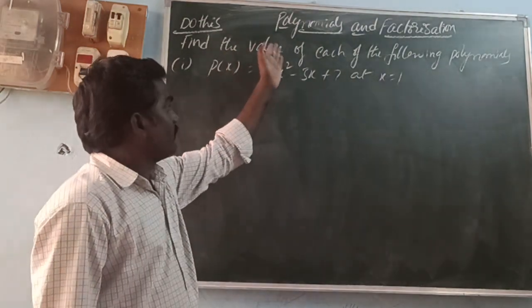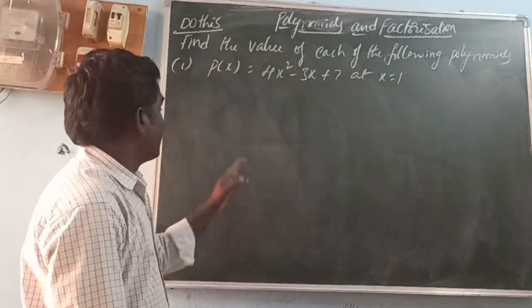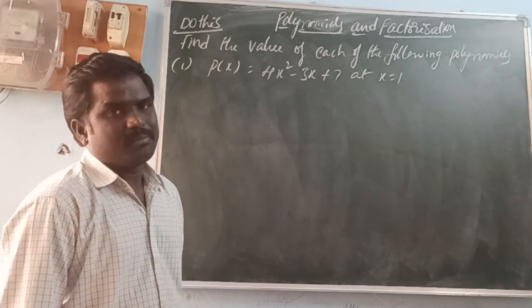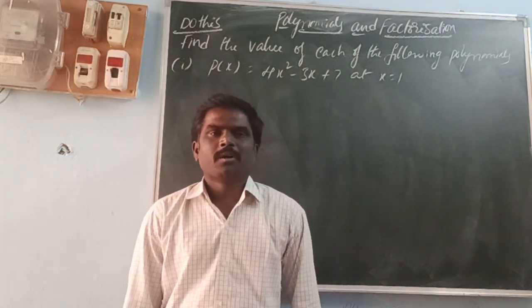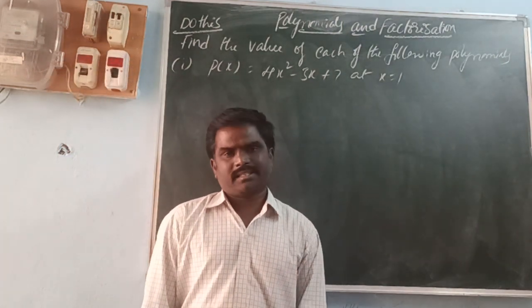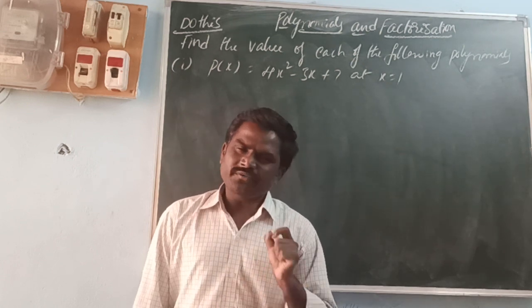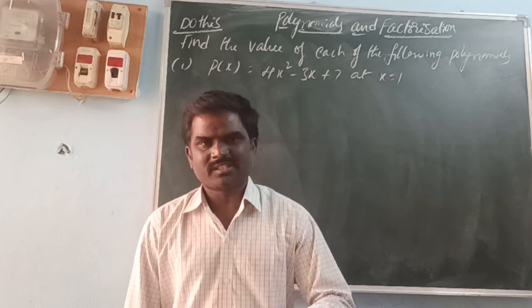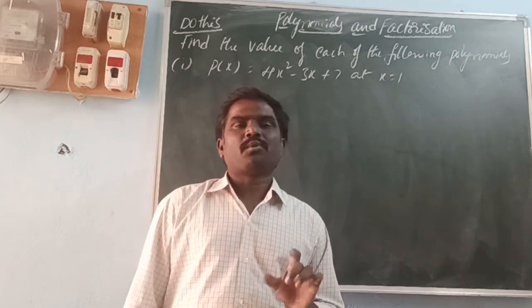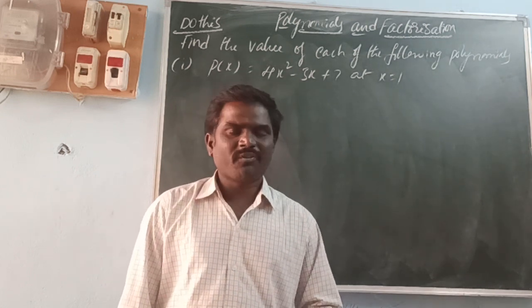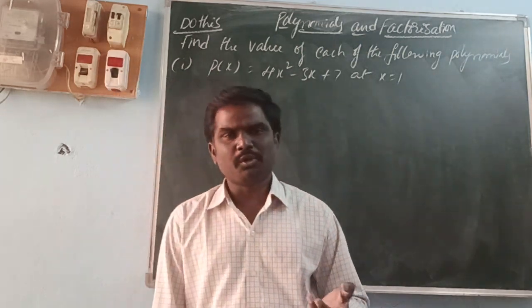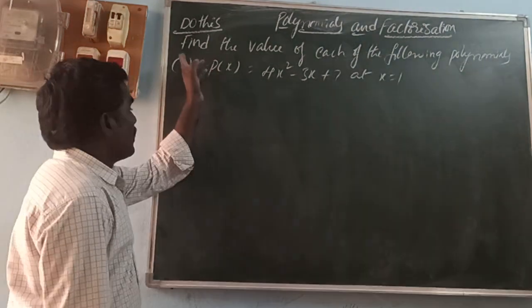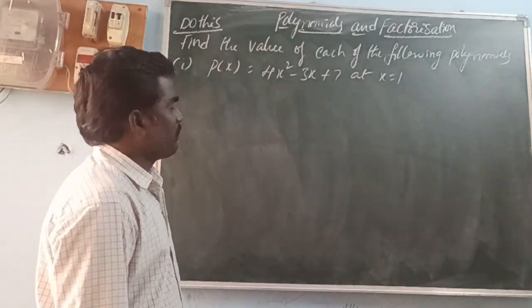Find the value of each of the following polynomials. P of x means what? Polynomial with variable x. Q of x means what? Polynomial with variable x. So for suppose f of y means polynomial with variable y. P of t means what? Polynomial with variable t. So here, find the value of each of the following polynomials.